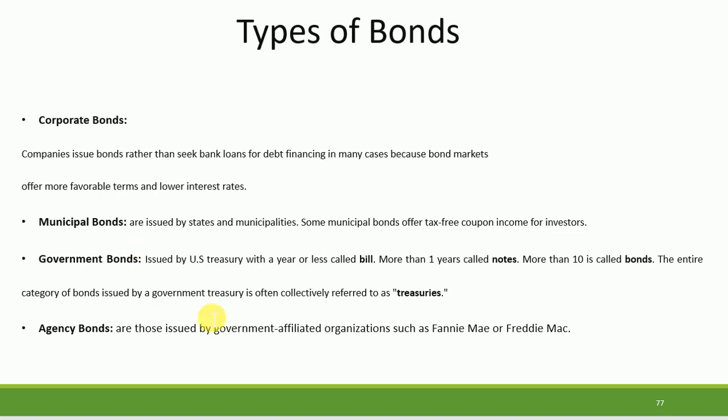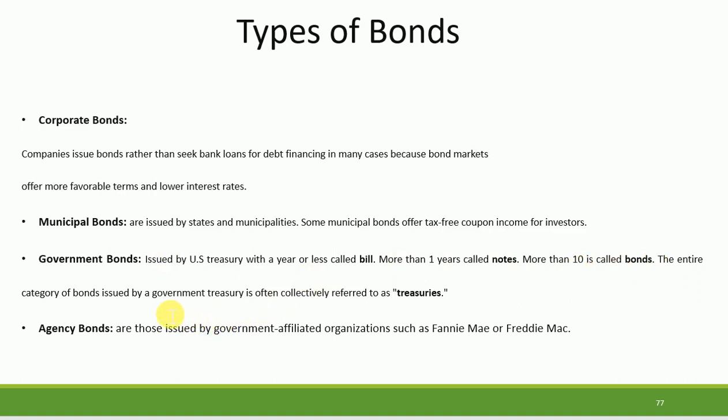The government bonds, on the other hand, since it's issued by the U.S. Treasury, usually the tenure or the maturity is 1 year or more. When the maturity is less than 1 year, it's called a bill, right? When it's more than 1 year to 10 years, it's called notes. While it's more than 10 years, it's called bonds, right?